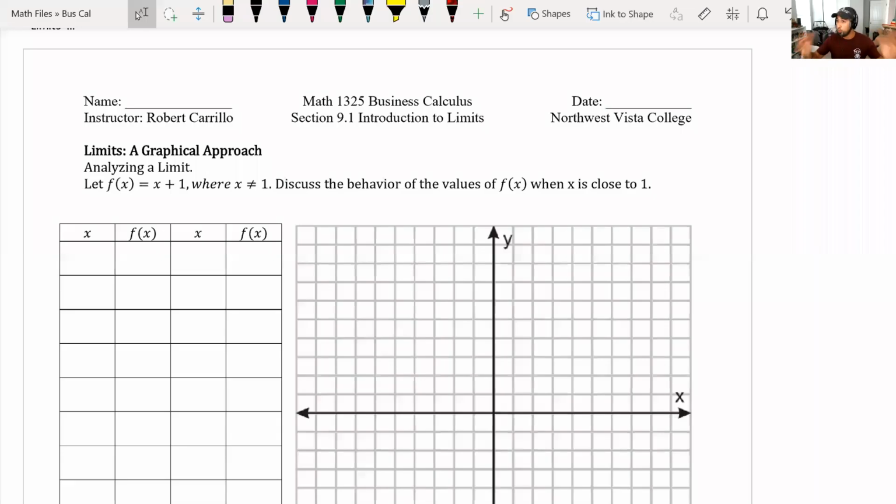All right, guys, welcome. Business Calc, this is section 9.1. We will learn about limits today. Yeehaw, the informal definition of a limit and what it means, right?